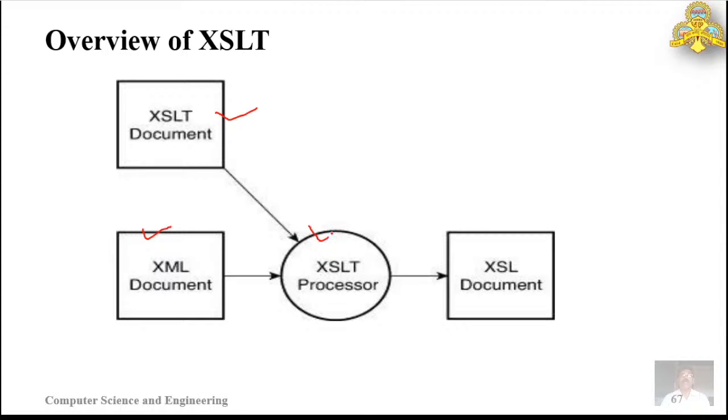Both are taken and parsed by the XSLT processor, which provides the XSL document. This is the final result, but the actual XSLT document and XML document are not modified. These contents are taken, mixed, and processed by the XSLT processor, and give some textual output to some applications. It may be a PDF file or it may be output to a browser, etc.